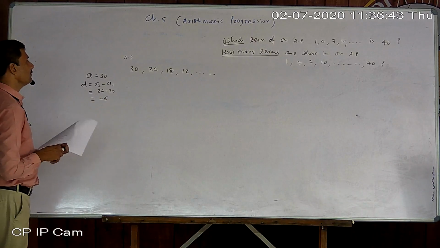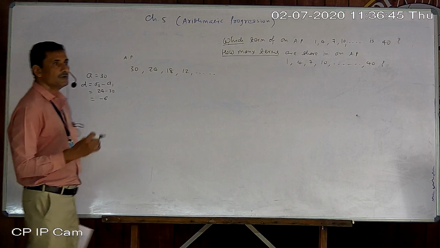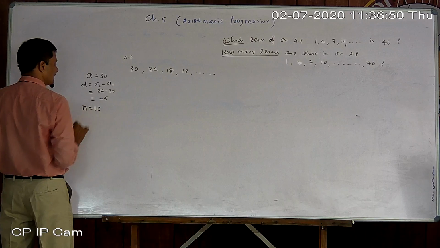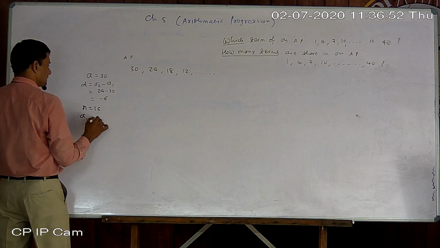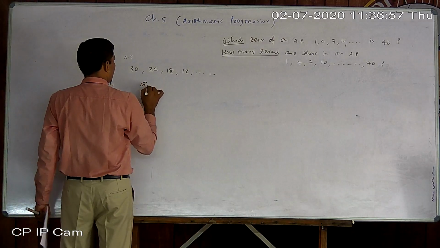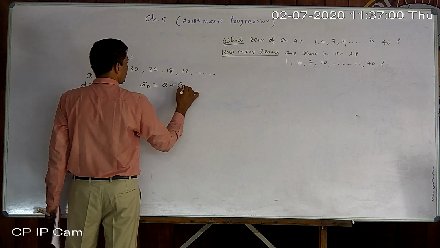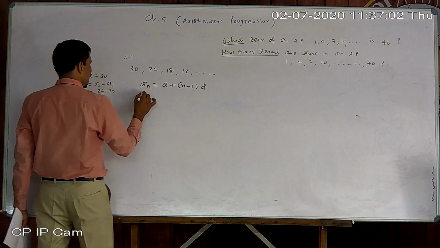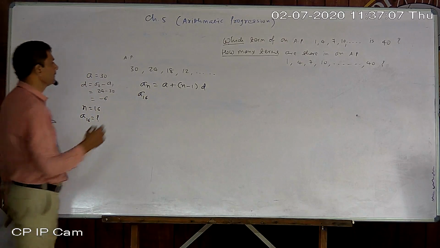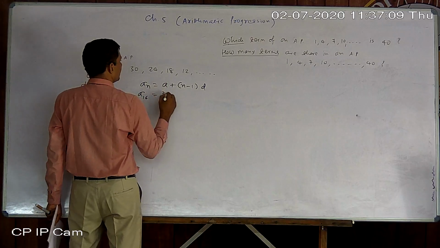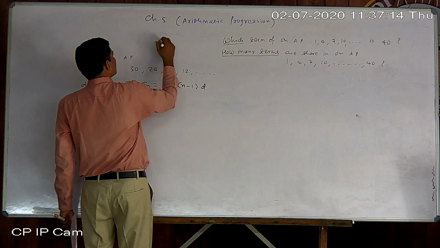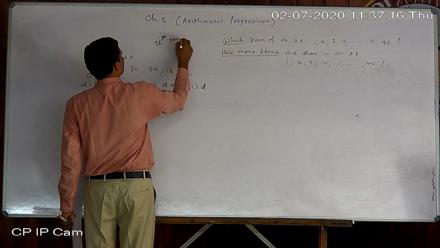Okay. Now, suppose I want to find the 16th term. I want to find the 16th term, so n equal to 16, means a16 is asked. Okay, so write down the formula, an equal to a plus (n minus 1)d. Write down all values. a16, means we are going to find the 16th term's value. So write down a as 30, n is given here, the 16th term.